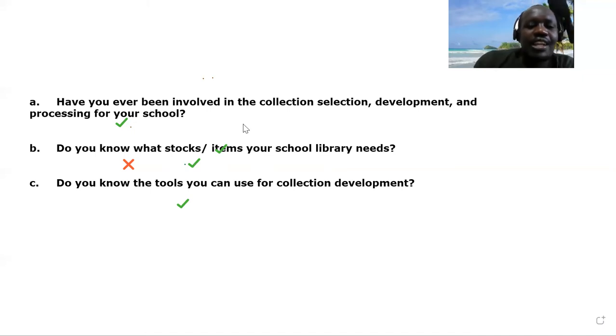Yes, I can see Fadhili. You guys are having a challenge. I can see Safari. You are saying yes. I can see Lewa, you're saying no. Safari is saying yes, never involved in collection development. Safari, you're saying yes and no.